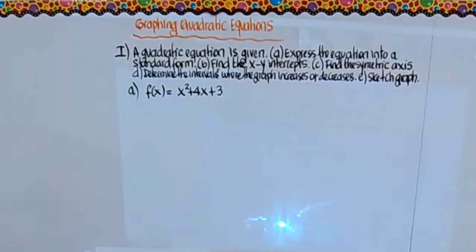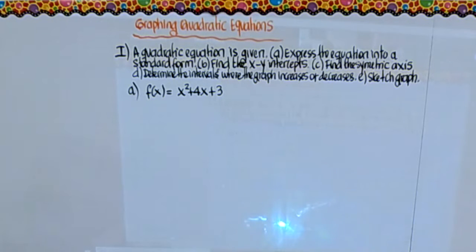Today we're going to learn how to graph quadratic equations. I know we can create a table of values and sketch the graph. But we're going to learn how to analyze quadratic equations determined by the given conditions. The first thing is to write the equation in standard form. This quadratic equation is written in general form.